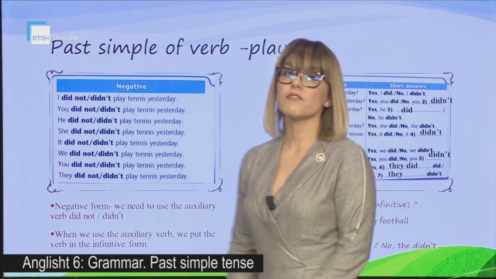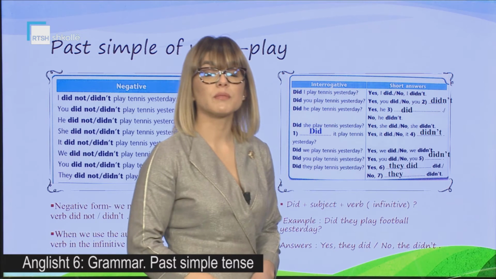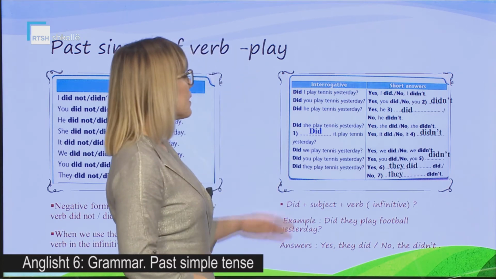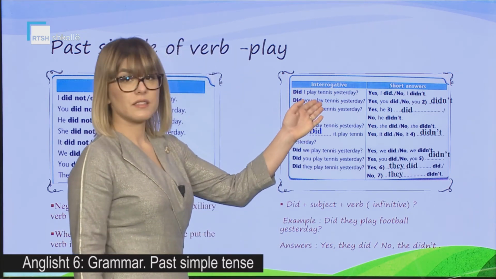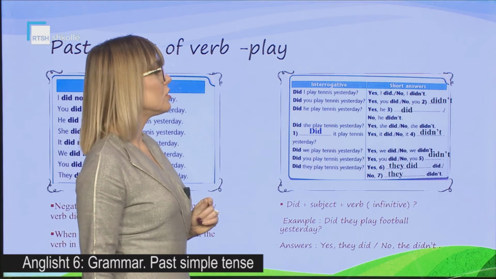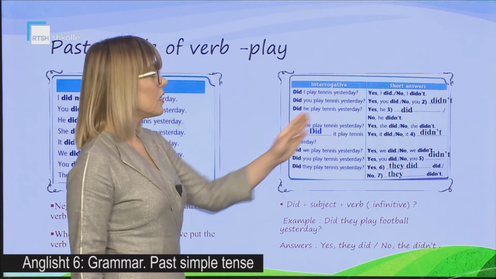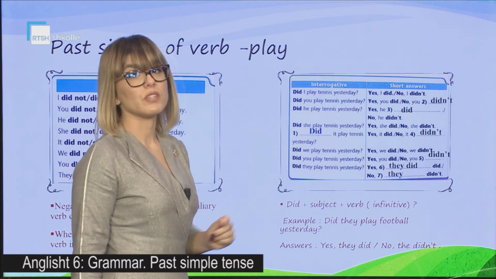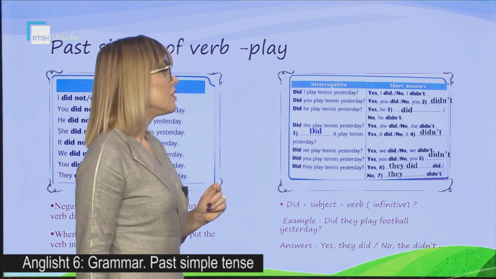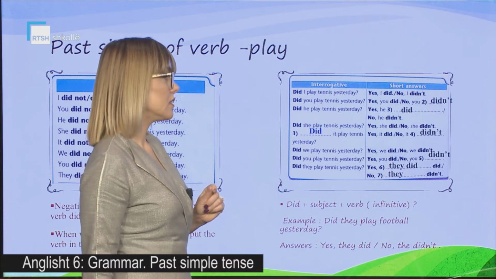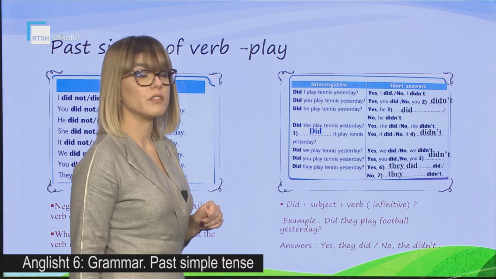The interrogative form and the short forms of the verb play. Did I play tennis yesterday? Yes, I did. No, I didn't. Did you play tennis yesterday? Yes, you did. No, you didn't. Did he play tennis yesterday? Yes, he did. No, he didn't.